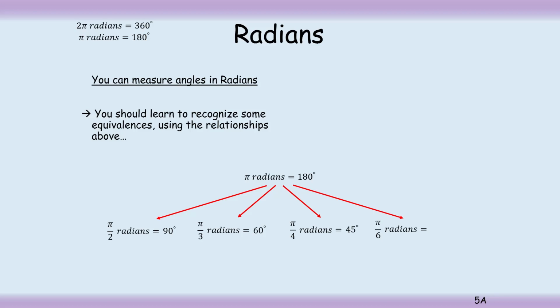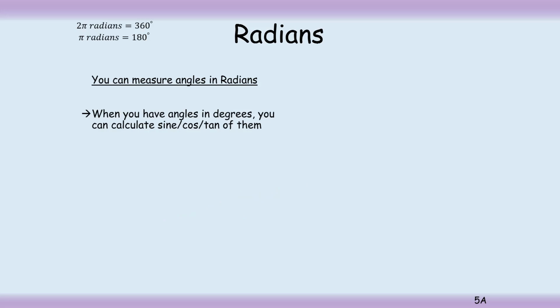Pi by 6, so 180 divided by 6 gives you 30 degrees. Hit pause, make some notes on those. You can either use it in that style or you can use more of a table style. That's entirely up to you. And another thing then is you can calculate angles in sine, cos, tan using your calculator. But first you've got to convert your calculator into radians.